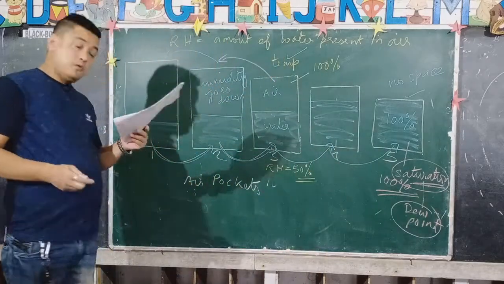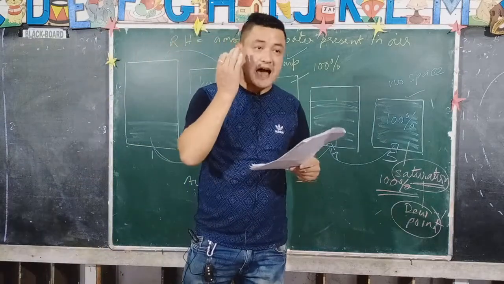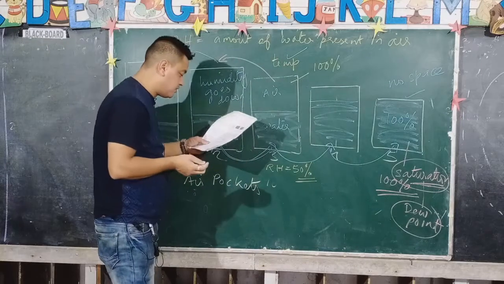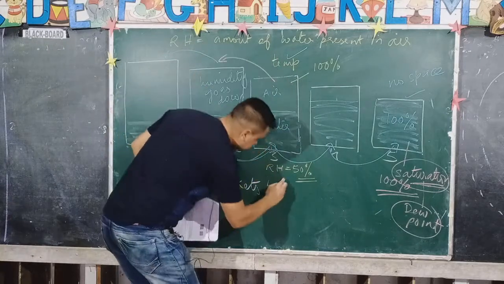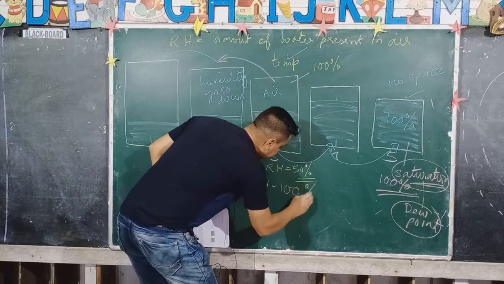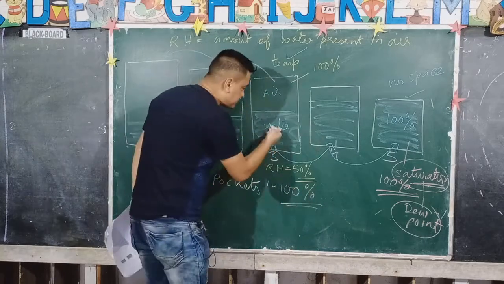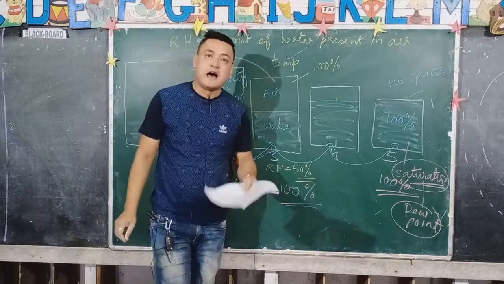Now, what is absolute humidity? Absolute humidity is the actual amount of water vapor present in a unit volume of air. How much volume is there? 100% is the maximum capacity of this air pocket. So how much water is there in the air? Only 50% is there. This is known as absolute humidity.